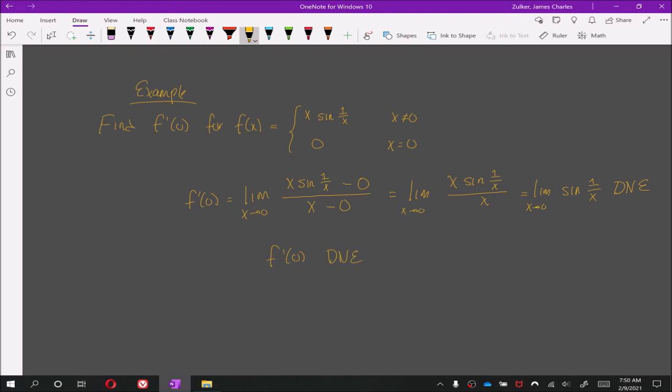And I will not even attempt to draw what this function looks like. If you're interested, you can Google it. You should easily be able to find the graph of sine of 1 over x.